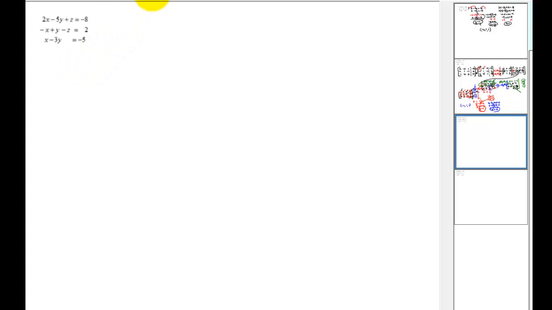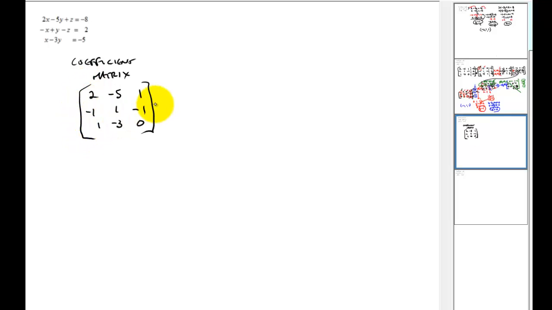So what I'm going to do is I'm going to take my coefficient matrix, which would be just the coefficients, 2, negative 5, 1, negative 1, 1, negative 1, and then that last row I got 1x minus 3y plus 0z, so put a 0 there. So that's your coefficient matrix. We're going to call this B. And then you put your variable matrix, x, y, z. That's your variable.